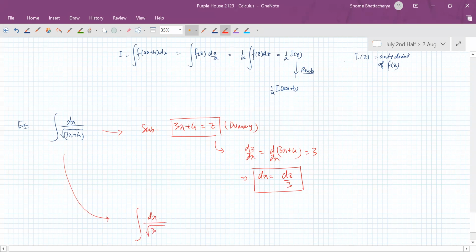After the substitution, the integration will become dz by 3 in the numerator and root z in the denominator, and that 1/3 is a constant, so I can just take it out. Now this is a simple enough integration.